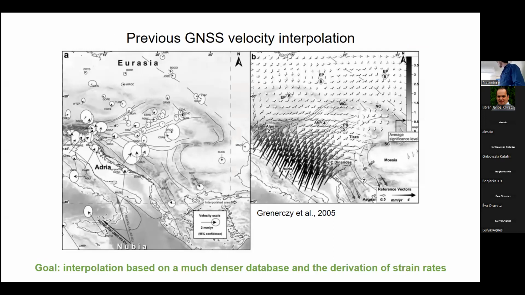And this is the previous GNSS velocity interpolation for the region by Grenerczy et al. 2005. We can see that the general motion of Adria is very well resolved by this work, but you can also see that the GNSS stations were not exactly dense at the time of this interpolation. So the interpolation didn't allow the resolution of the strain rate field properly. So there are things to improve in this matter, and our goal was also to use a much denser GNSS database that we have now for a new interpolation and also derive the strain rates for the region.